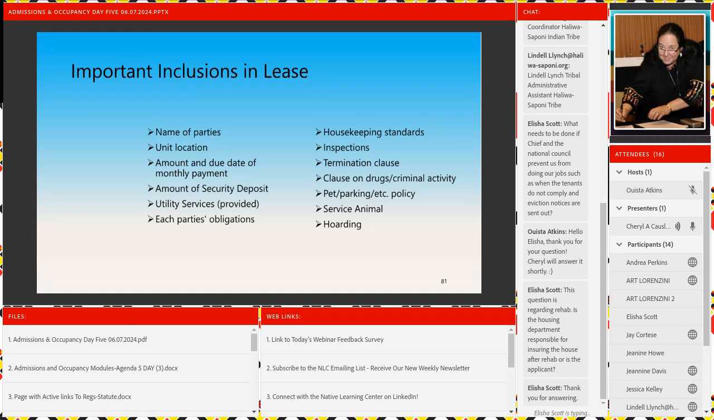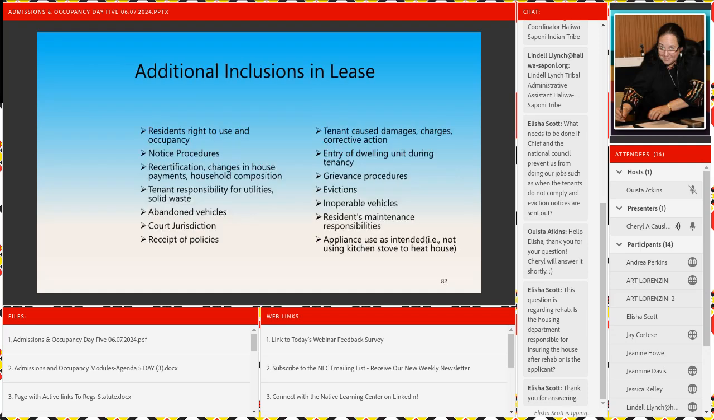We've got to make sure that your front walk or entrance is clear for an ambulance if needed. Somebody's got to keep that snow out of the way. Housekeeping standards, inspections, termination clauses, clauses on drugs, criminal activity, pets, parking, etc. Some of our sanitation facilities, sewer or whatever, are in the front yard. You can't park a car on top of them. Service animals, hoarding, those are all different things.